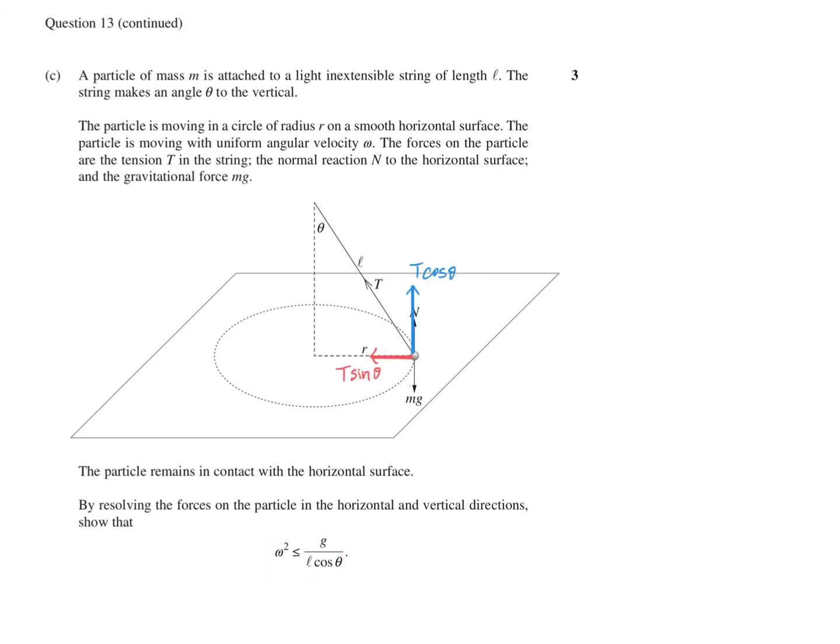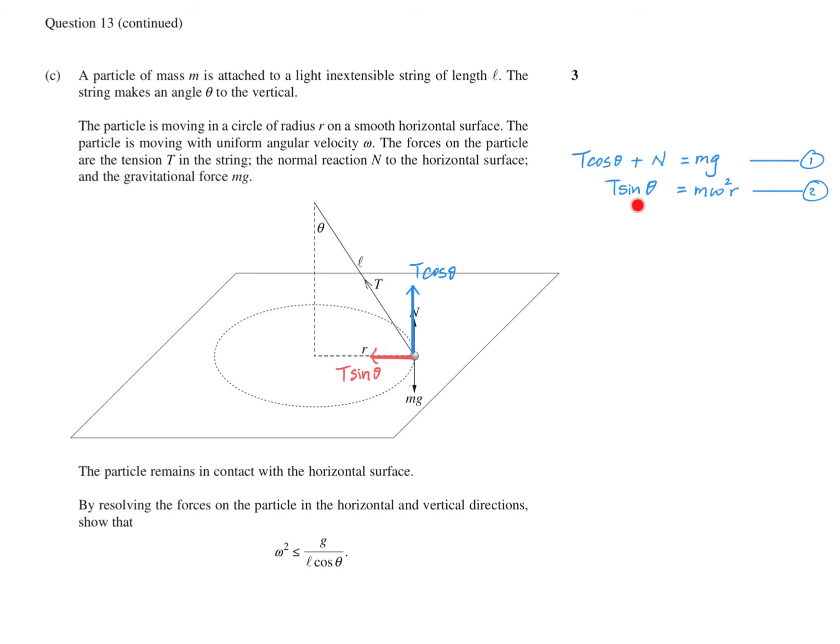Let's try to decompose this tension T into a cosine component and a sine component. As the particle remains in contact with the horizontal surface, this normal reaction and the cosine component of tension should be equal to the gravitational force mg acting on this particle. The sine component of the tension should be the net force causing the angular motion.